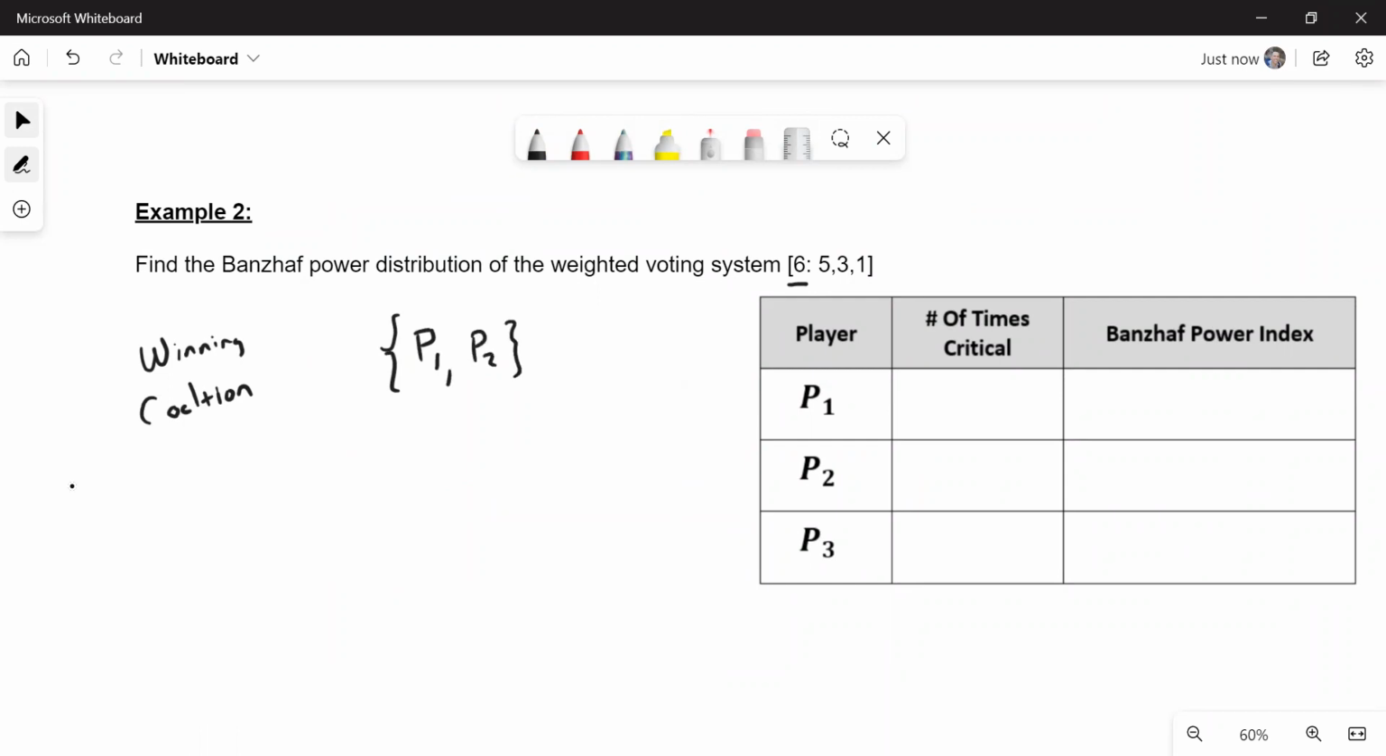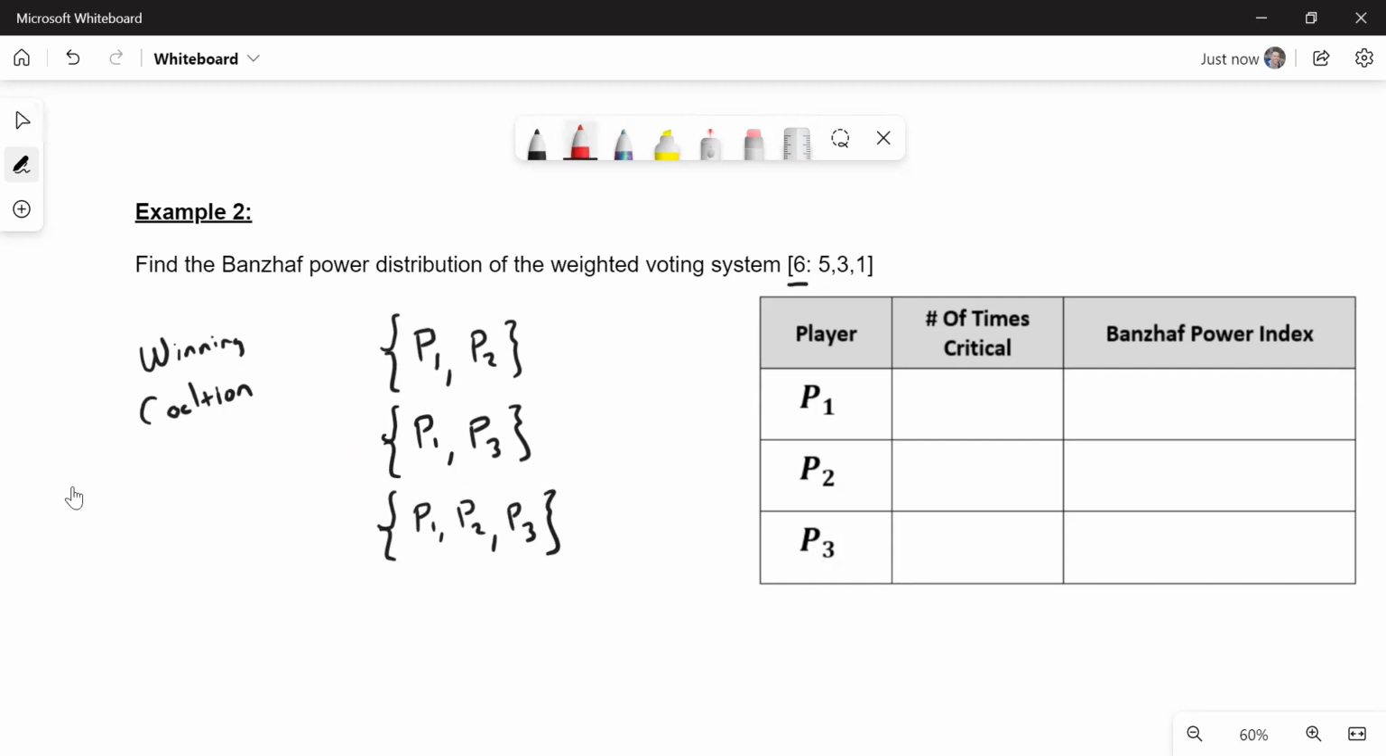5 plus 3 is 8. But also notice that if you get player 1 and player 3 together, that's 5 plus 1 equals 6. You also have enough. So there are 2 different ways to have a winning coalition. However, players 2 and 3 together will not be winning. The other winning coalition would be the 3-player one, all right? In this case, there's 1 because there are only 3 players. Obviously, if you have all 3 players together, that's enough to pass the vote. 5 and 3 and 1 is 9.